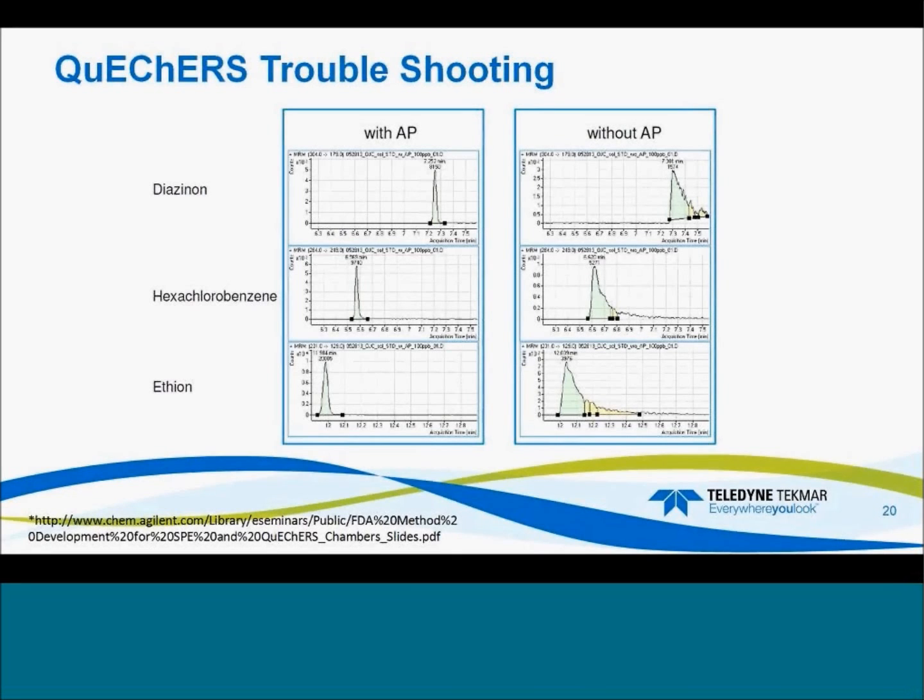This is a slide that I got from a presentation given by Agilent. It shows a QuEChERS extraction being run on a GC with and without analyte protectants. As you can see on the left, with analyte protectants, you get a very nice, sharp Gaussian peak that you can integrate very easily. But on the right, without analyte protectants, you start seeing shouldering, you start seeing tailing, and it's just not pretty, which might make it a little bit more difficult to integrate. So using analyte protectants will help you in most cases.